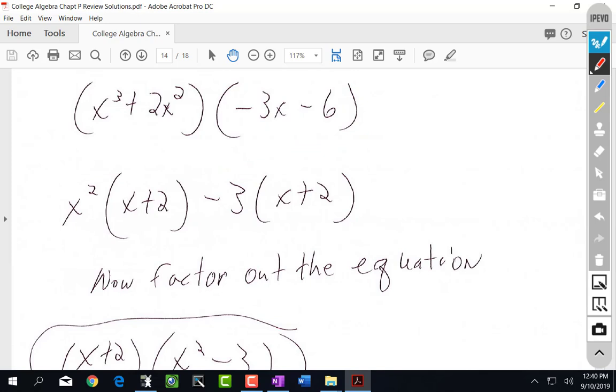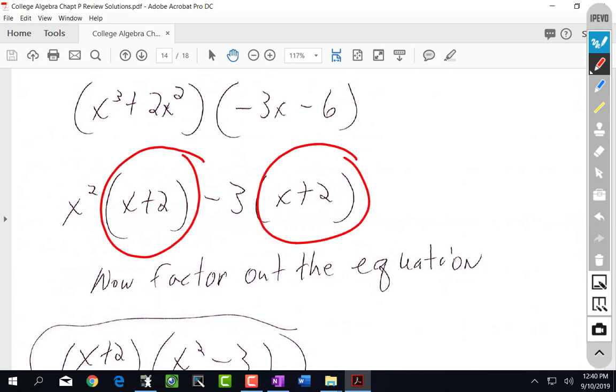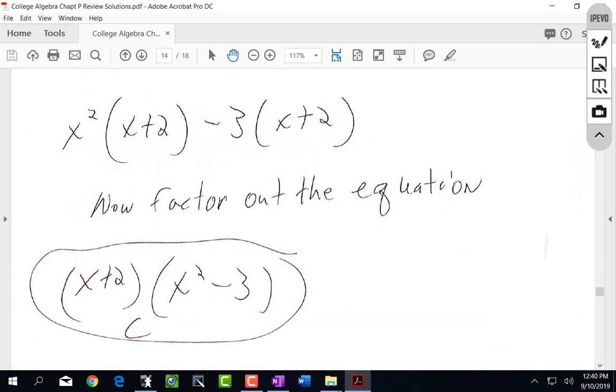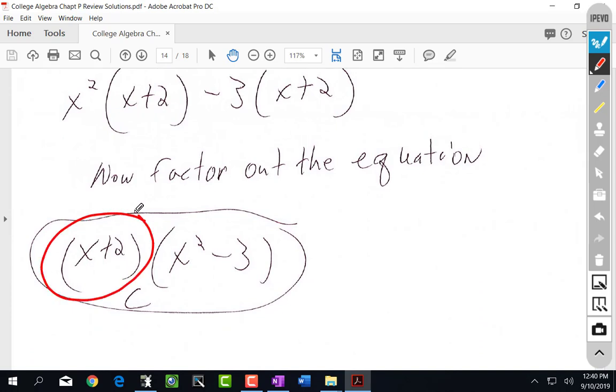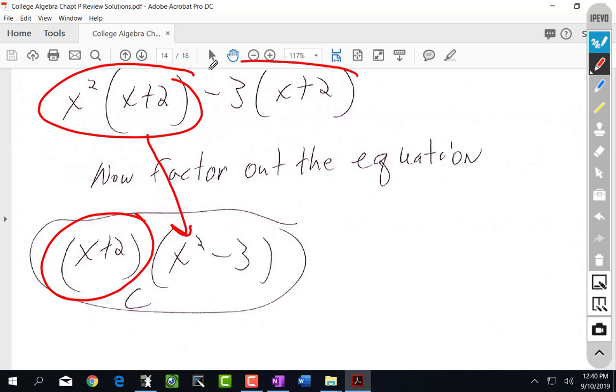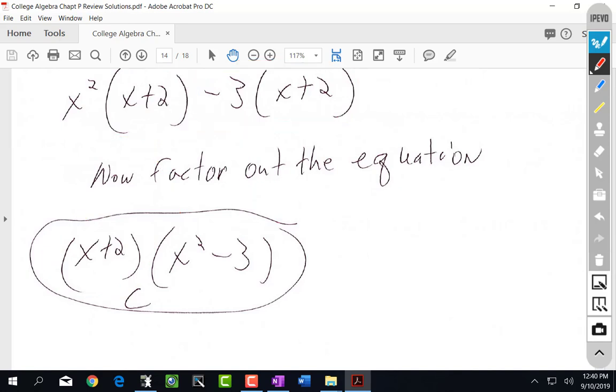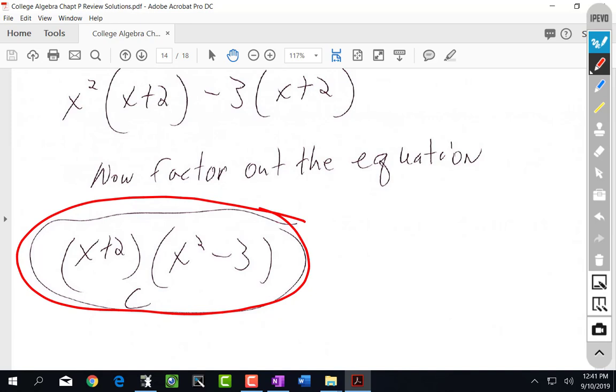Now that I've factored out, one of them is a variable, the other is a number, I'm going to go ahead and factor out the common expression. I have a common expression on both sides. I got a common expression of x plus 2. So now I'm going to go ahead and factor out that common expression. So when I factor it out, my x plus 2 comes out front. Now this divided by x plus 2 gives me x squared. And negative 3 times x plus 2 divided by x plus 2 is going to be minus 3. And that will be your answer. You have x plus 2 times x squared minus 3, so that answer is going to be C.